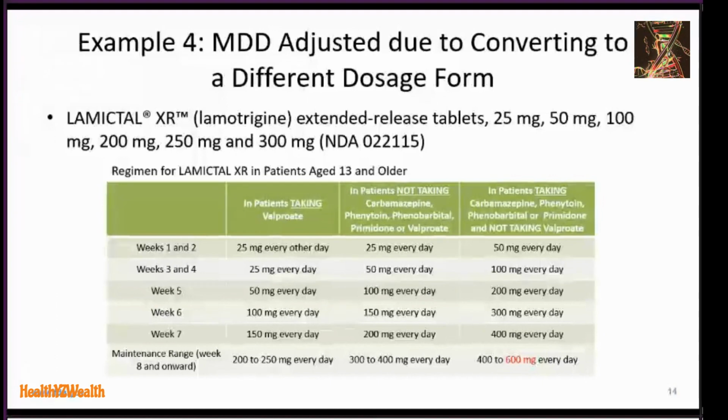This table for patients aged 13 and older has dosing for patients with various concomitant medications, and it states that the maintenance dose in patients taking carbamazepine, phenytoin, phenobarbital, or primidone and not taking valproate is 400 to 600 milligrams every day, as shown in the 4th column. As you can see, this is the highest dose in this table.